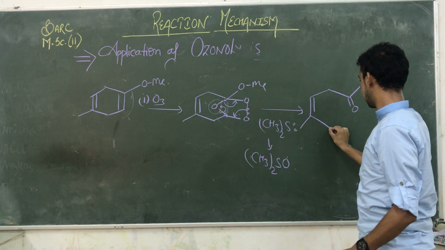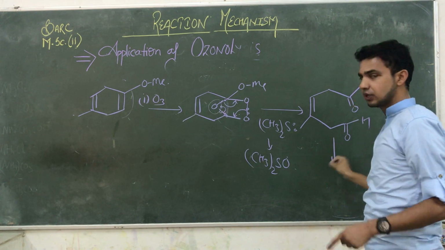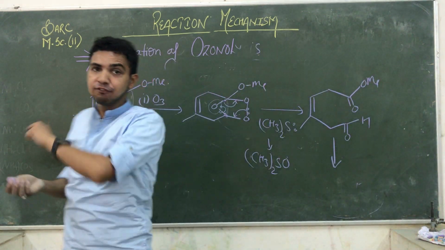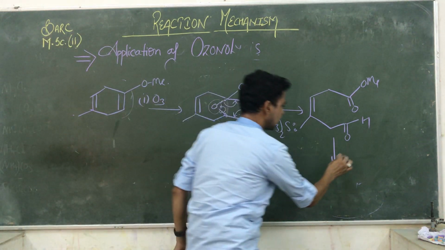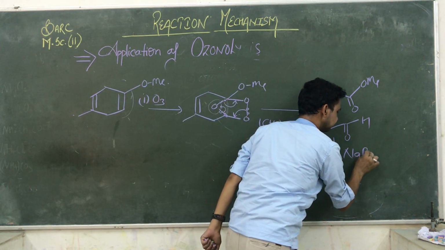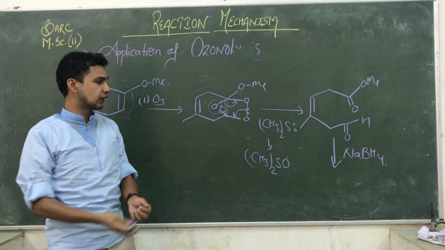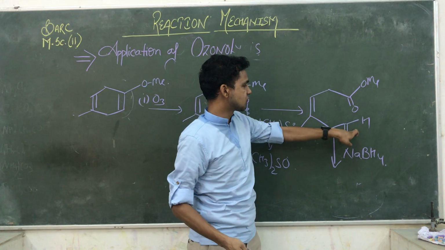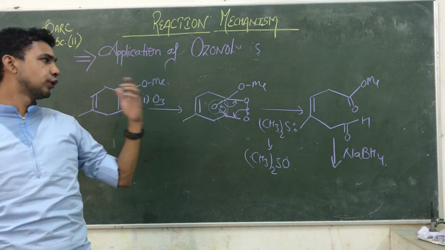So the next one is double bond O. Here we are using a reducing agent. And which kind of reducing agent? We are using NaBH4. And you already know very well about the selectivity of reducing agents. This one is an ester and this one is an aldehyde. So sodium borohydride is not capable of reducing the ester.